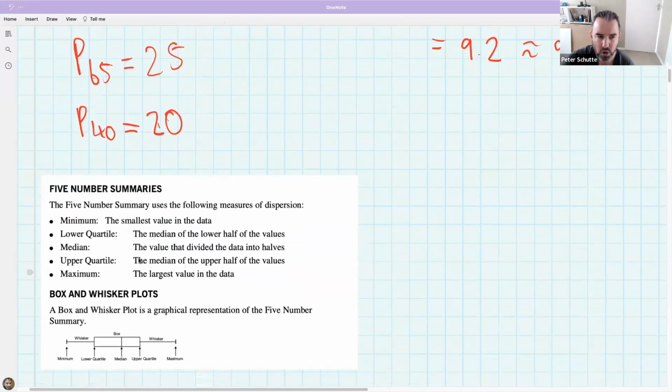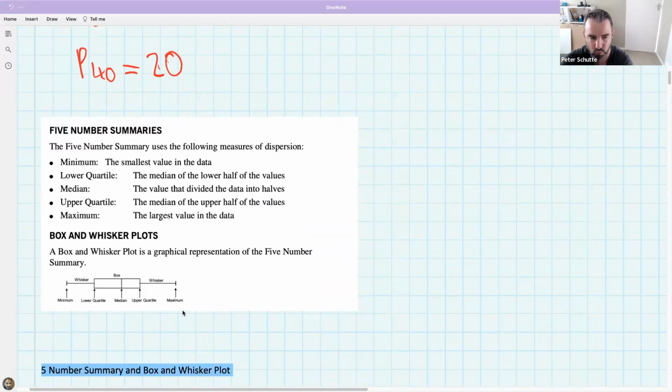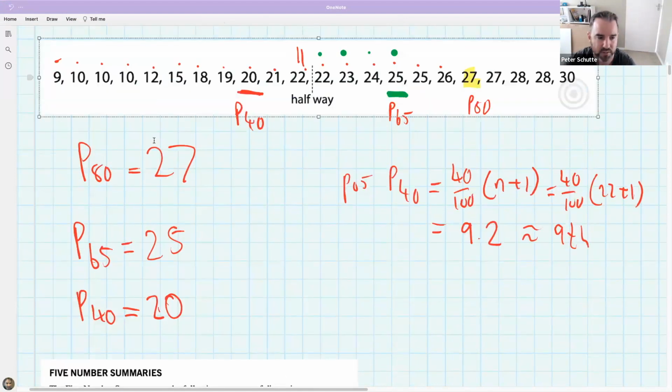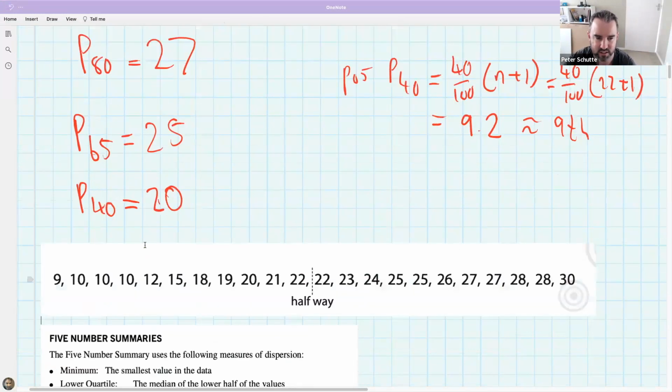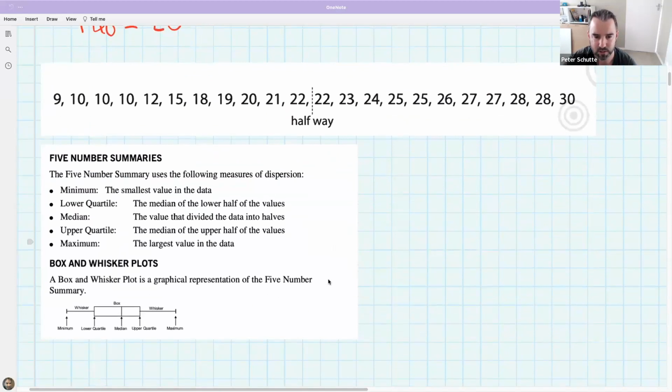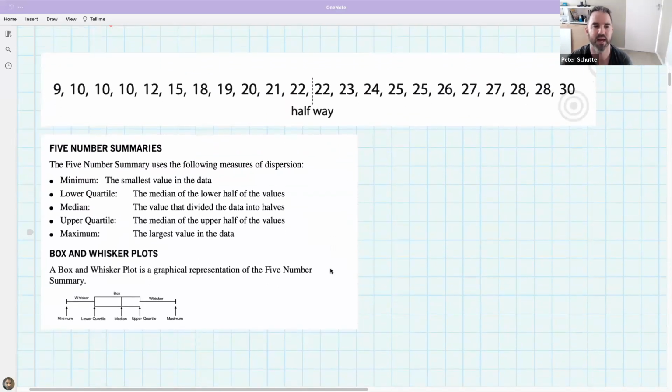When we talk about a data set, so we just had a data set that I gave you that we were working with percentiles. Let me bring that data set down. Here is a data set. Sometimes we want to summarize the data set, and we use something called the 5-number summary. The 5-number summary consists of the smallest value in the data set, which here is 9. The biggest value would be 30.